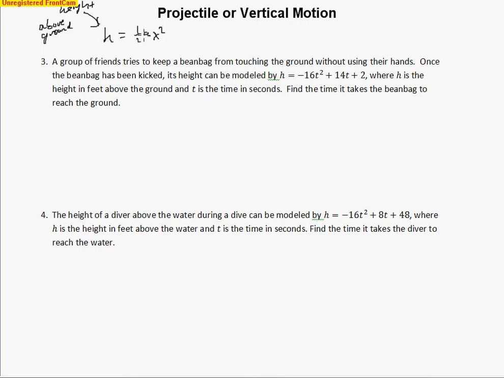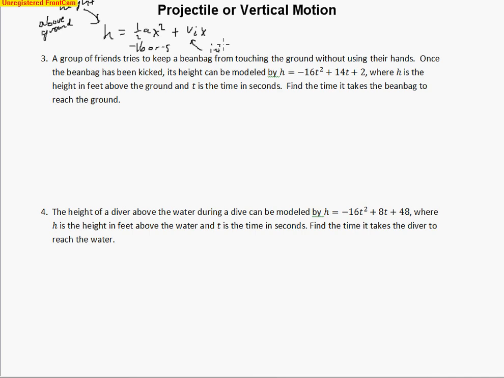Well, in our case, we're always going to have one of two numbers. It's either going to be negative 16 or it might end up being negative 5. But oftentimes, if they're dealing in feet, it's going to be negative 16. Meters, it's going to be negative 5. So this will be given to us. And then it goes plus the initial velocity, and that's where the i comes in, times t. And so this v sub i just stands for the initial velocity. And so it'll be given to us in the problem. And then we have plus c.